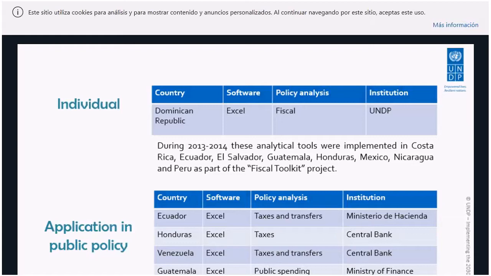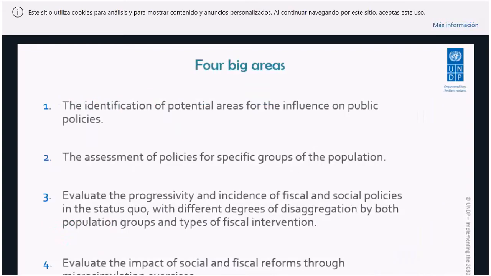So these tools at the level of households and at the level of individuals offer very valuable information, which is worth considering before implementing a potential reform or introducing a new fiscal intervention. They can offer very valuable information for the design of these policies and for a well functioning policy making process. So basically, the 4 big areas of these microsimulation exercises were, mainly, the identification of potential areas, which I mentioned, which is improving targeting, improving or minimizing the effects on poverty and inequality.